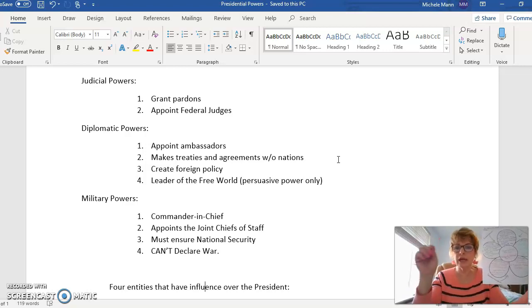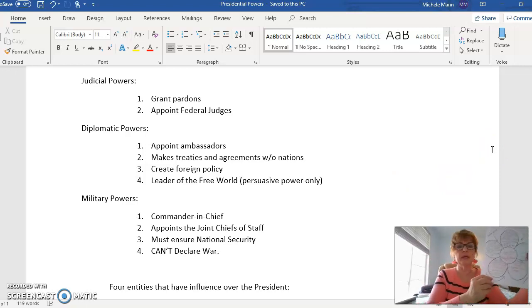And so that's our carrot and that's our stick that we use with other nations. He has military power. So he is the commander in chief. And we always want just a regular citizen, a civilian, to be in charge of the army. We don't want the head of the army to be in charge of the nation. We want the nation to be in charge of the army so that they are under our control.